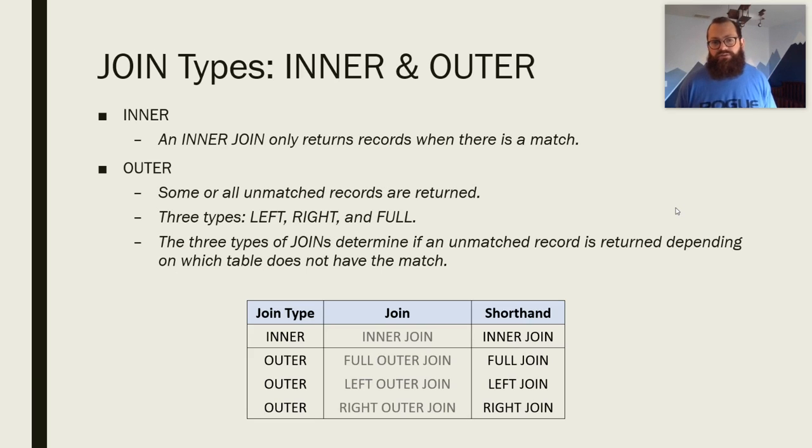So there are three types of outer join. There's a left, a right, and a full join. And basically, those different join types determine in which cases an unmatched record is returned, and also depending on which table doesn't have the match, or which table actually has the value, however you want to think about that. And so I've introduced the inner and outer join types, but in practice, I think of it as there are four different types of joins, right? There's an inner join, there's a full join, there's a left join, and there's a right join. Three of those, the full, the left, and the right, happen to be outer joins, so they return unmatched records.